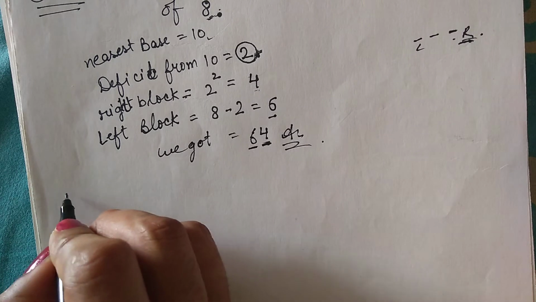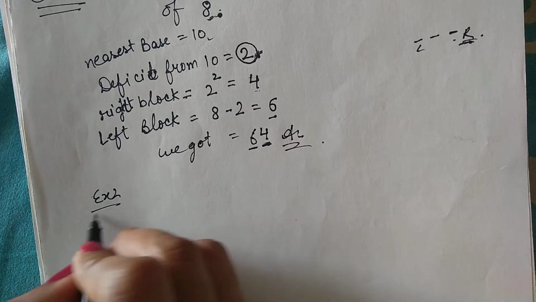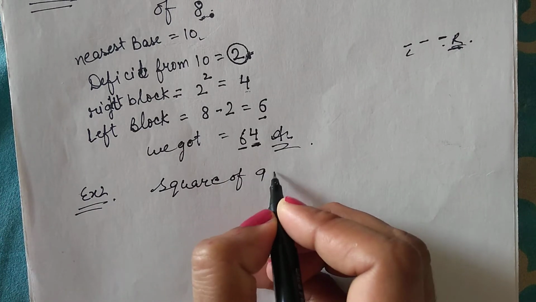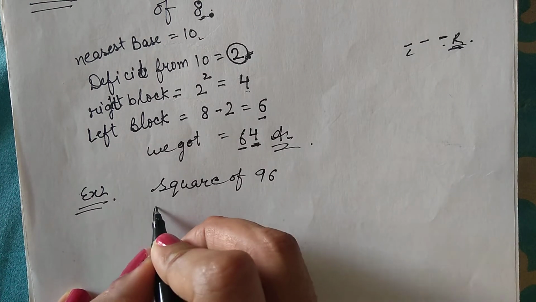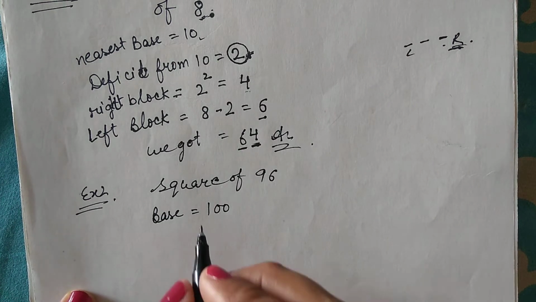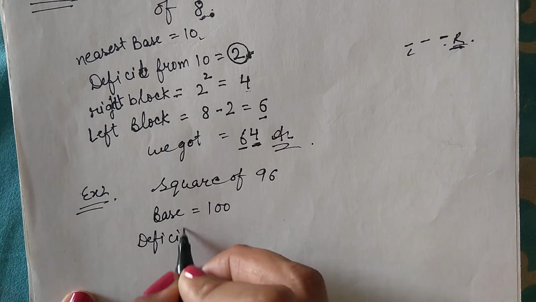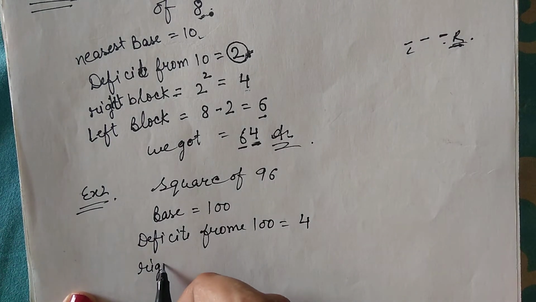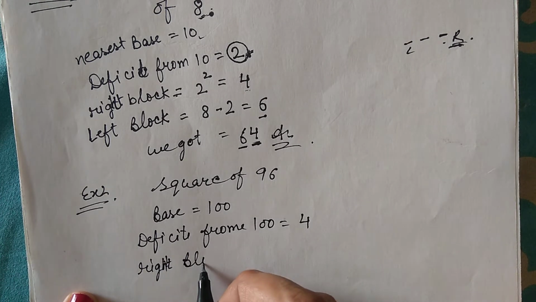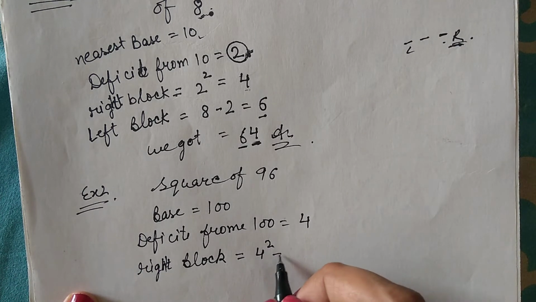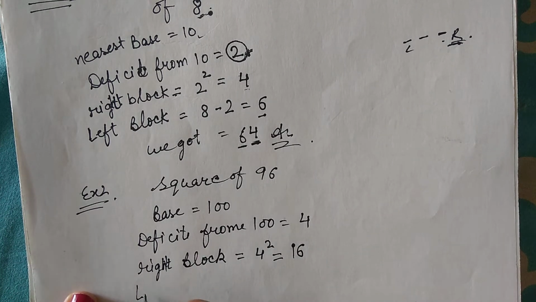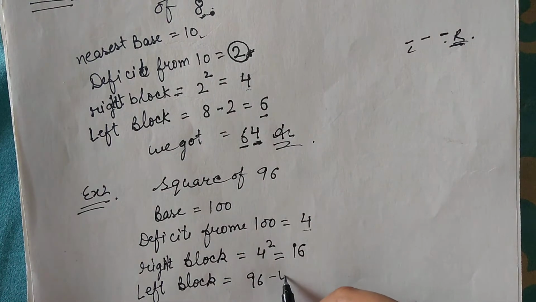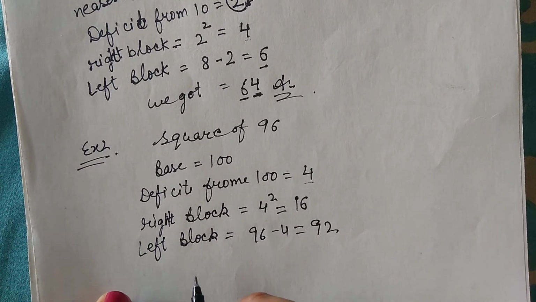We take another example. Second example: find the square of 96. First, the nearest base is 100, and how much is it less? That means the deficit from 100 is 4. Now the right block is 4 square, that is equal to 16, and for our left block, we subtract 96 minus 4, then we get 92.